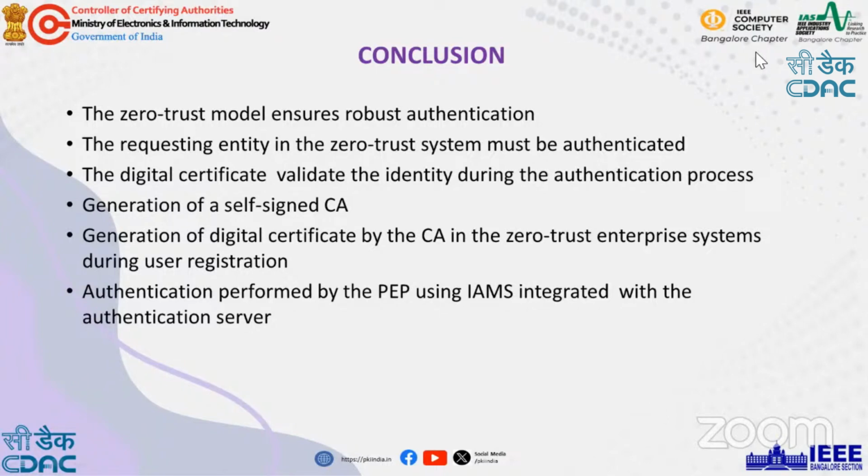First, we have generated here a self-signed certificate. Then we have generated the digital certificate through the certificate authority in the Zero Trust enterprise system during the user registration. Then we have performed the authentication by the policy enforcement point of a Zero Trust system using IAMS, which we integrated with the authentication server. And also the extra thing we have added here is authorization, which we have performed for the requesting user by using the policy decision system of a Zero Trust system.